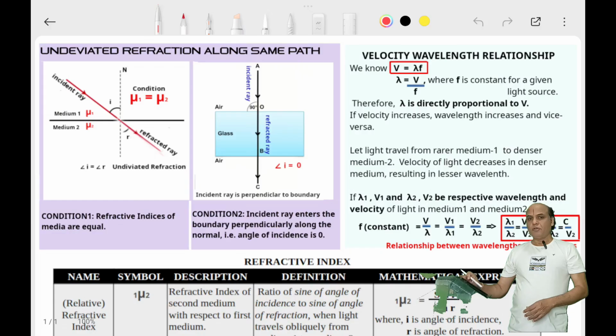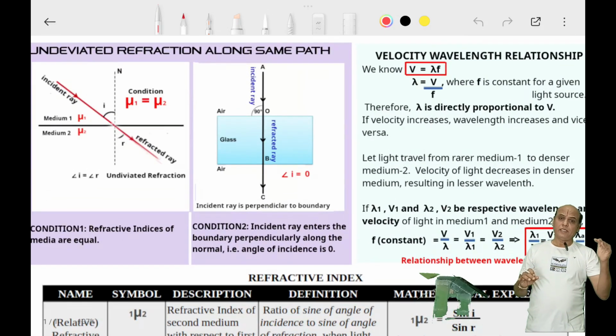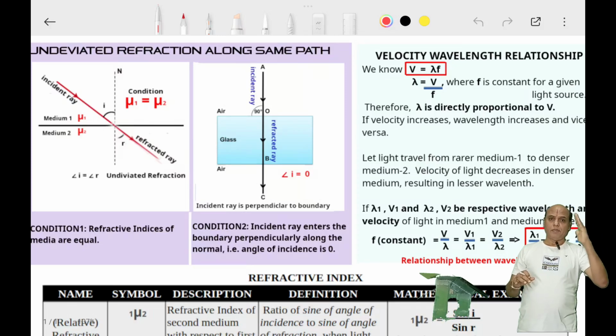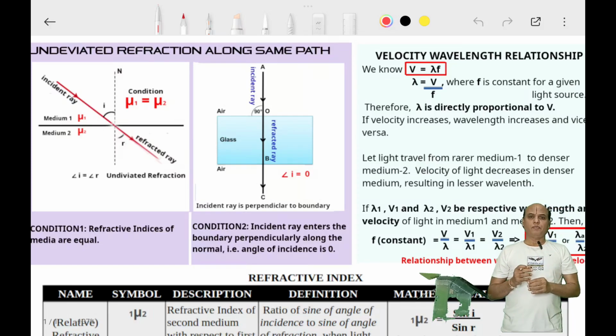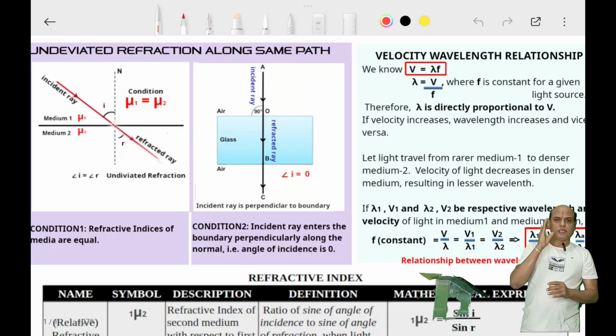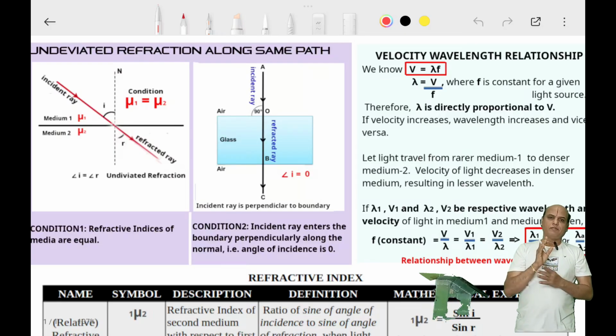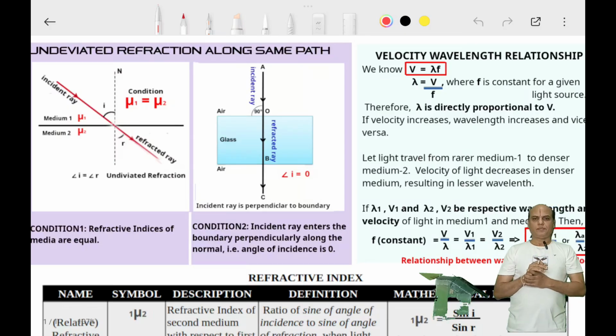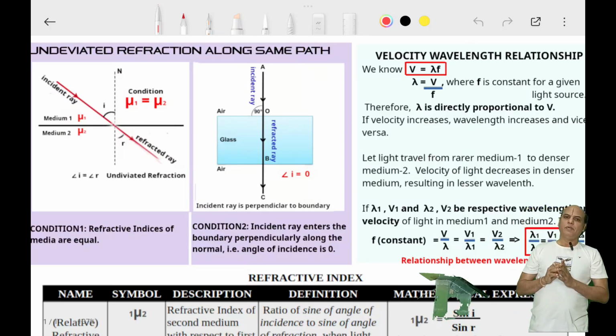Now we have also seen when the light ray hits the boundary surface perpendicularly, that is, the angle of incidence is 0. In that case, there is no deviation in the refracted ray, nor any change in its path. So the incident ray and refracted ray will move along the same line, whereas the incident angle is 0. This is called undeviated refraction along the same path. We have seen this in the previous session.